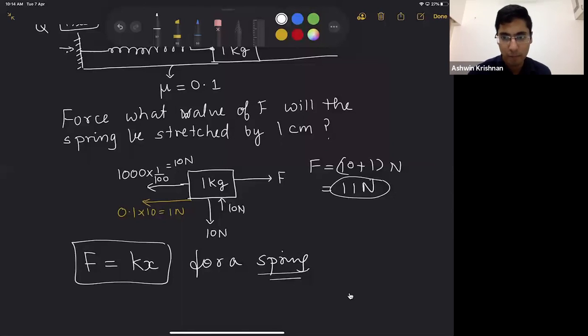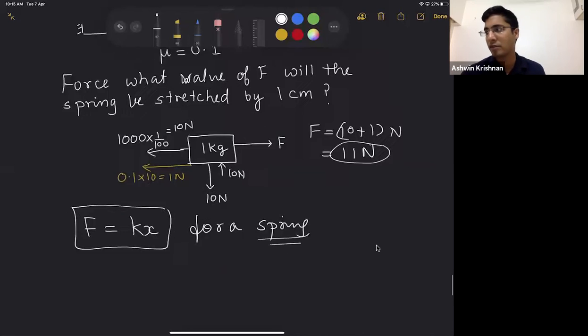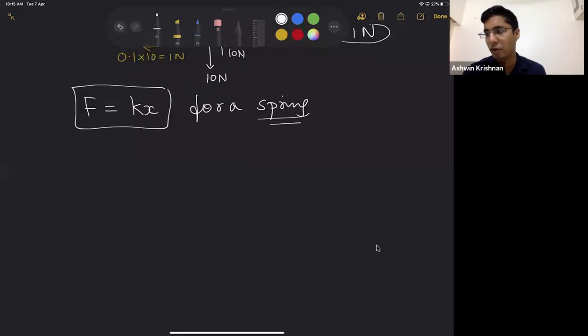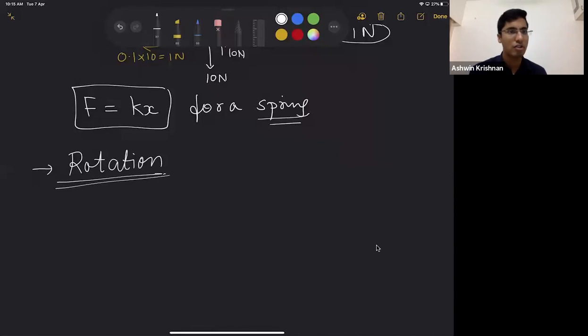Tomorrow's chapter, let me check my timetable. This is the crash course for NEET. We have done vectors, and tomorrow we will start rotation. We'll finish off rotation and then we will move to gravitation. Thank you guys for sitting through the class.